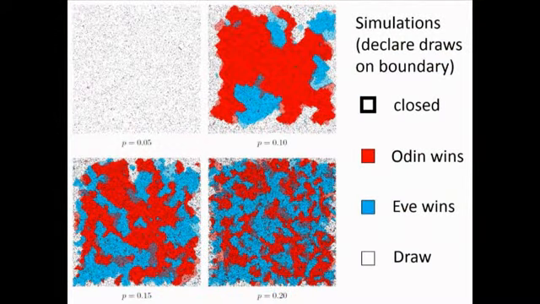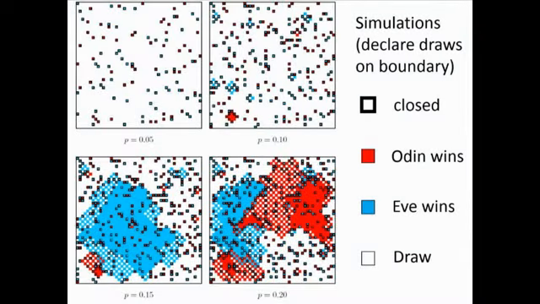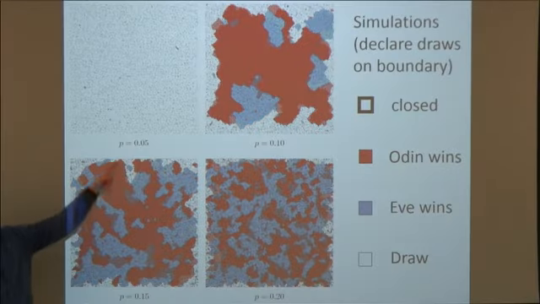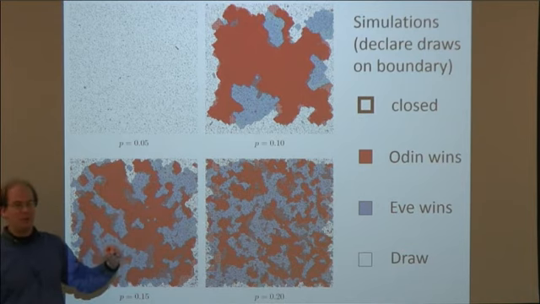Here's a bigger square of size 200. And again, there's a big difference: the p equals 0.1 picture, here it was mostly draws, and here it's not. So if you take a bigger square, suddenly there are these regions where one or other player can win again, but they're very big, and it seems like you need this whole region, and the previous square wasn't big enough to contain it.